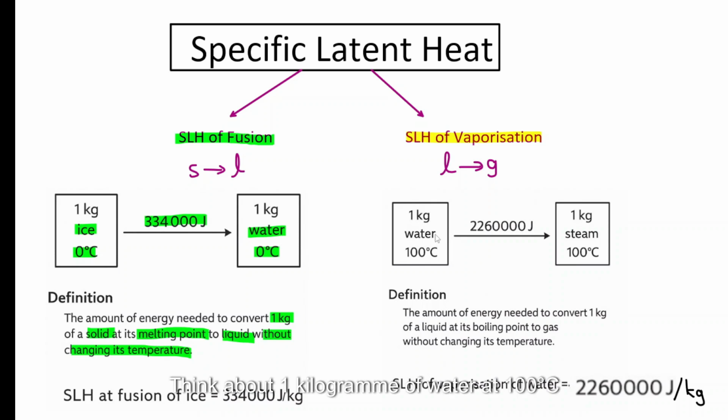Think about 1 kilogram of water at 100 degrees Celsius, which is the boiling point of water. Now, if you want to convert this to steam at the same temperature, so from liquid to steam, the amount of energy needed is 2,260,000 joules. So the definition of specific latent heat of vaporization is the amount of energy needed to convert 1 kilogram of a liquid at its boiling point to gas without changing its temperature. So we can say specific latent heat of vaporization of water is 2,260,000 joules per kilogram.